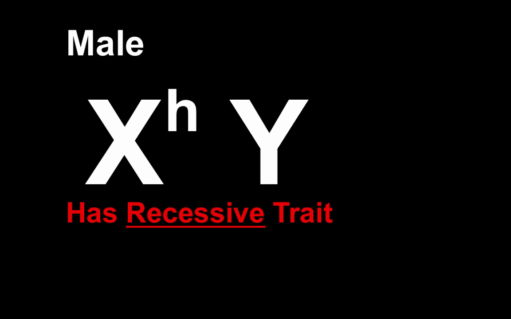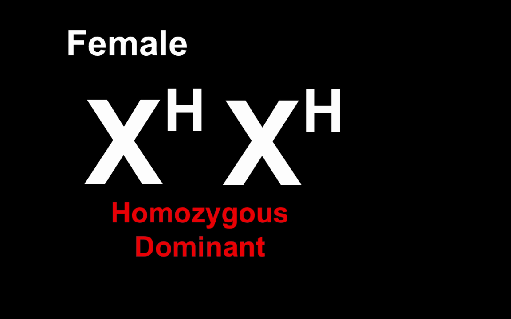And notice I didn't use the words homozygous or heterozygous because they only have one X, so it doesn't really make a difference. I'm just going to say they have it or they don't. Now with females, since they have two X's, they're going to have two alleles, so I'm going to use those terms. I'm going to say this individual is homozygous dominant.